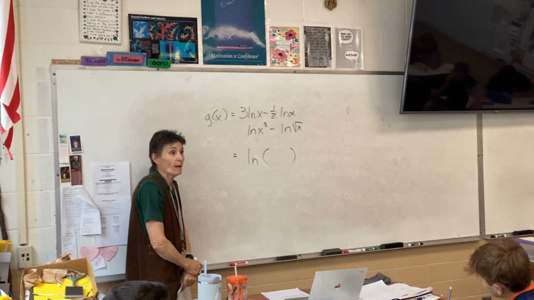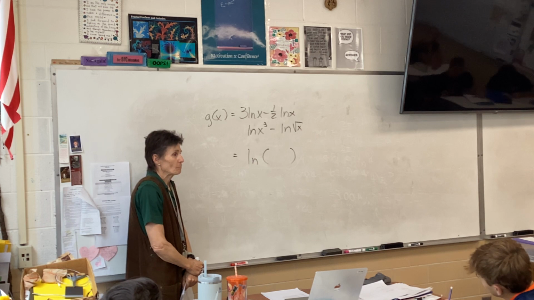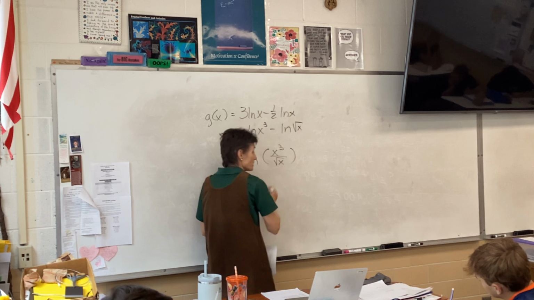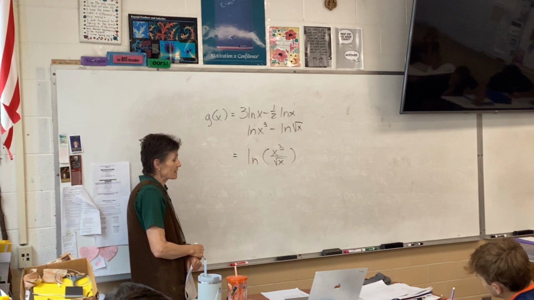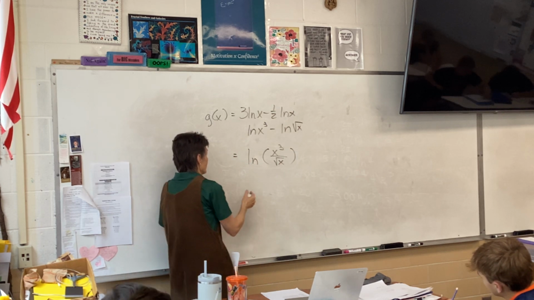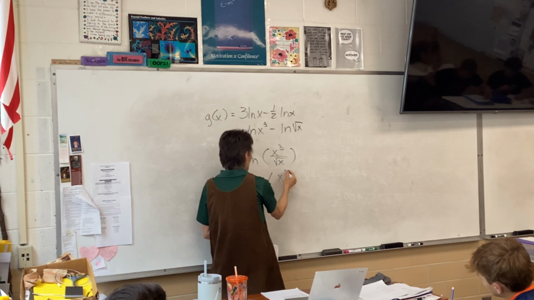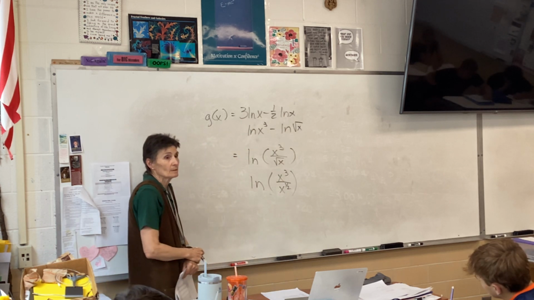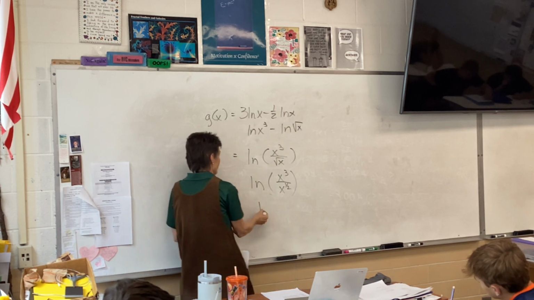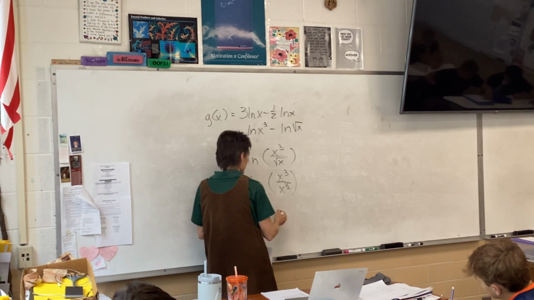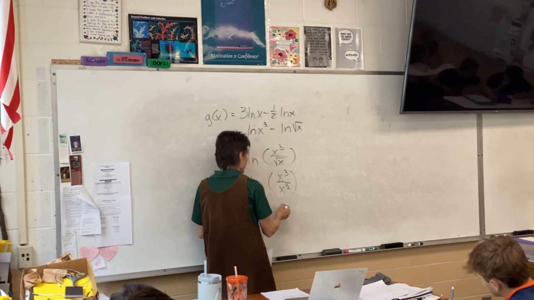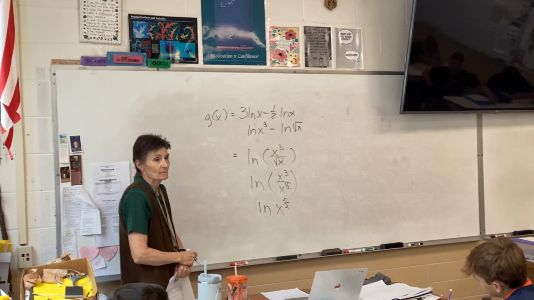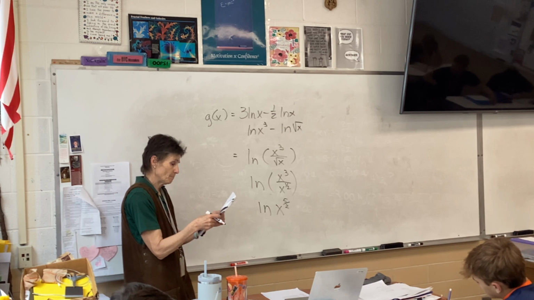All right, so then what? That becomes a division, it's gonna be x cubed over root x. That's gotta be simplified. So, if you want to, it might be easier to think of that as x to the 1/2. And then what are you gonna do with the exponents? Subtract them, so this is gonna be ln x to the 5/2. Yeah. Done.